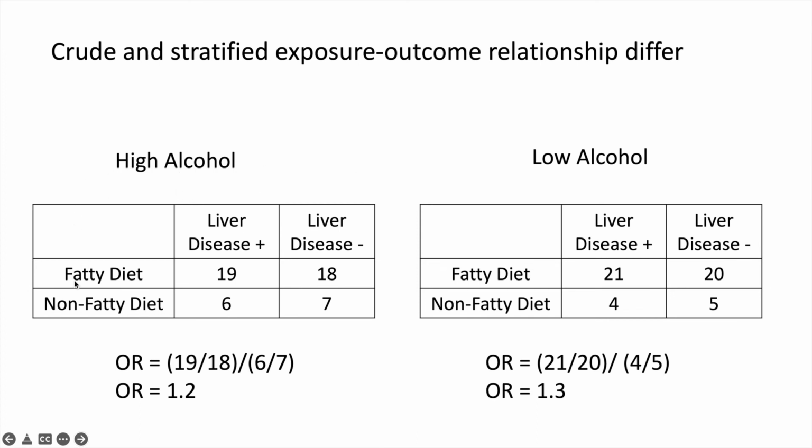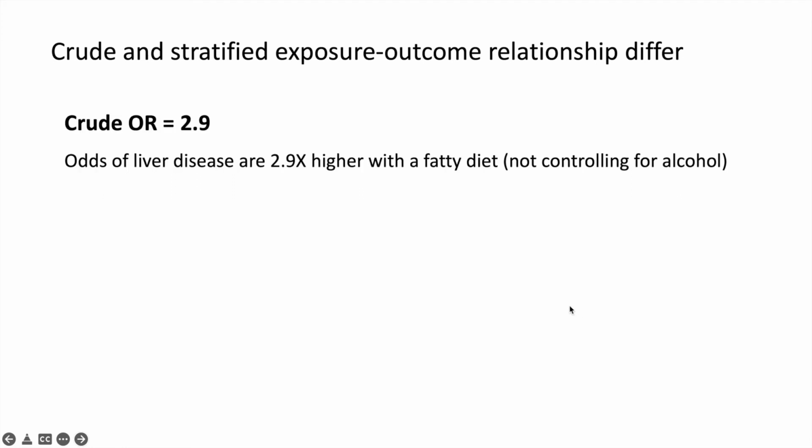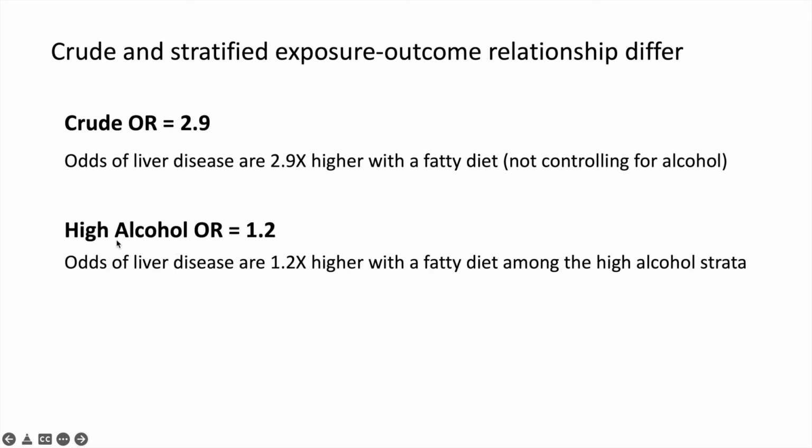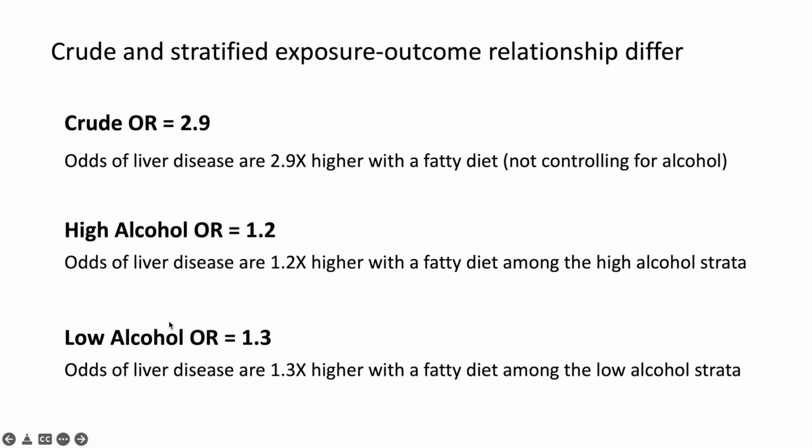So we can see that the relationship between fatty diet and liver disease almost goes away when we control for alcohol, when we look at it separately among the strata of alcohol consumption. That gives some indication that alcohol consumption was explaining almost all of this relationship. So just putting these facts together, we found a crude OR of 2.9. The high alcohol odds ratio was 1.2, and the low alcohol odds ratio is 1.3.